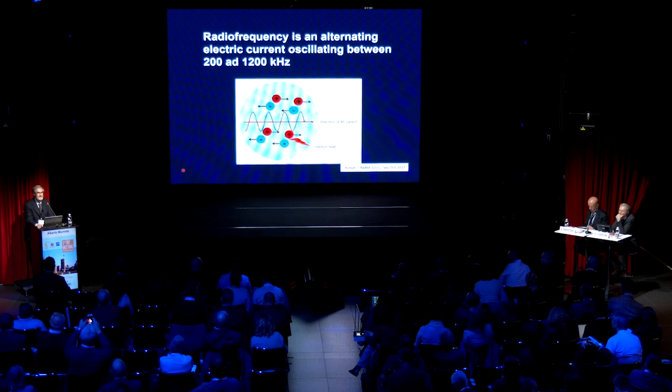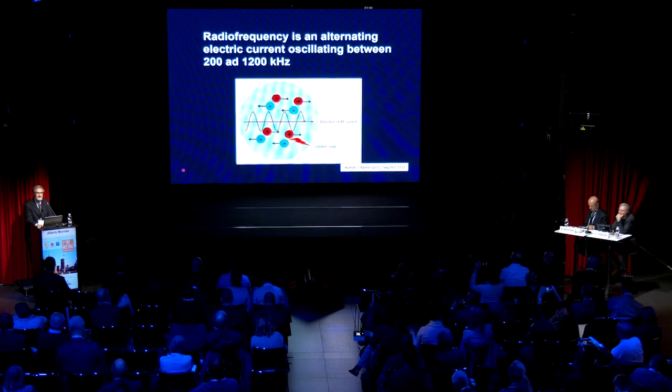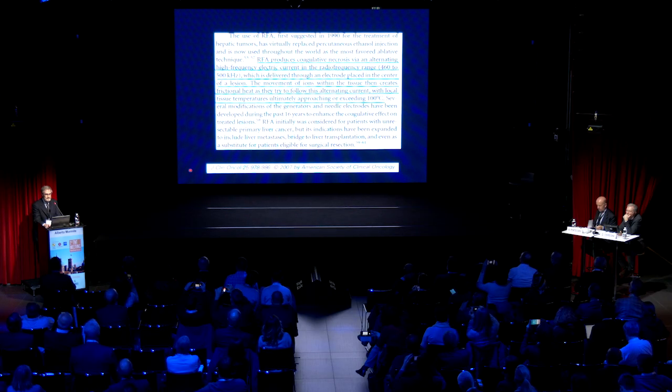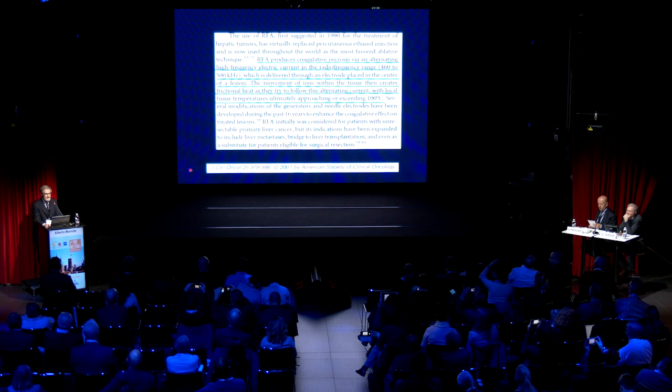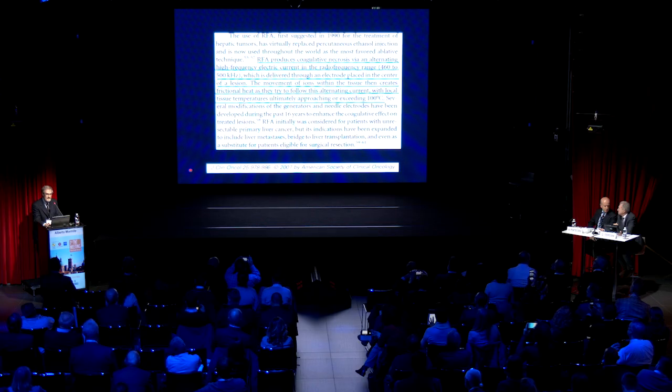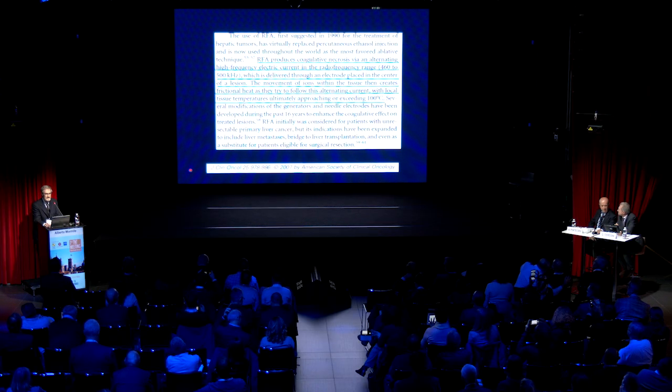What is radiofrequency? It is an alternating electric current oscillating between 200 and 1,200 kilohertz. We can place a needle or electrode into the lesion, and radiofrequency is delivered through the electrode. The movement of the ions within the tissue creates frictional heat, and so we can ablate the tissue.